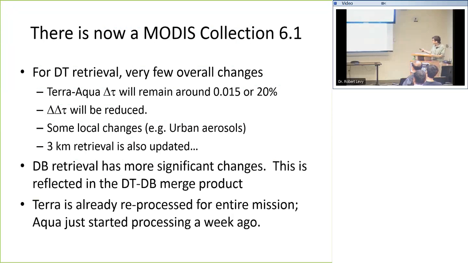What I didn't mention before is our standard product is 10 kilometers. But we also have a 3-kilometer retrieval, which was asked for by air quality folks that were interested in higher resolution, more at the neighborhood scale.